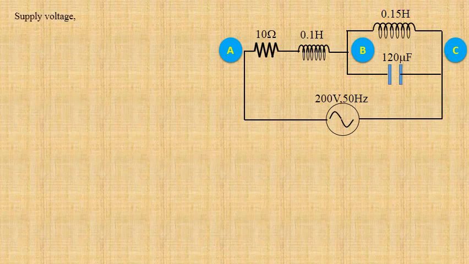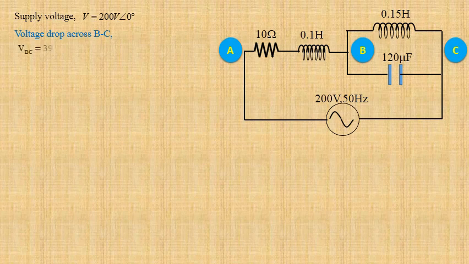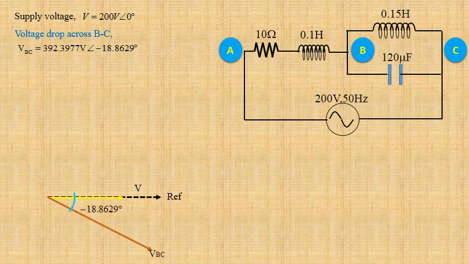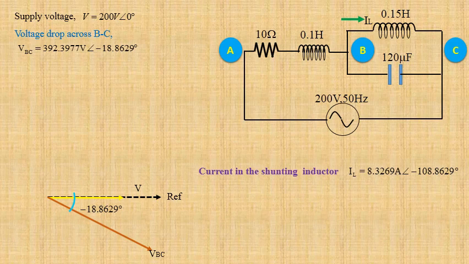Taking supply voltage as reference, we can write V equals 200 volt at an angle 0 degree. We have determined voltage drop between terminals B and C, VBC equals 392.3977 volt at an angle minus 18.8629 degree. Now we shall draw the phasor diagram taking supply voltage as reference. VBC lags supply voltage by an angle 18.8629 degree. Current flowing through the shunting inductor IL equals 8.3269 ampere at an angle minus 108.8629 degree. That means IL lags supply voltage by an angle 108.8629 degree, whereas it lags VBC by an angle 90 degree.